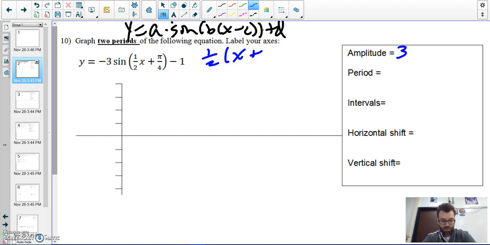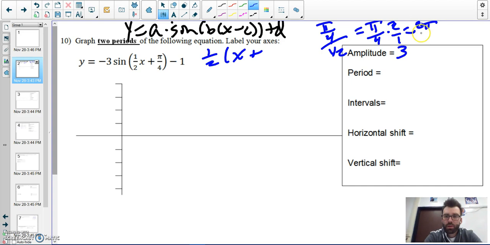So now we need to do 1/4 pi over 4 divided by 1/2, or pi over 4 times 2 over 1, right? Multiplied by the reciprocal. Well, that's 2 pi over 4, which is pi over 2. So plus pi over 2. We have to factor out our b value so it's easy to see, so then our horizontal shift is easier to see as well.